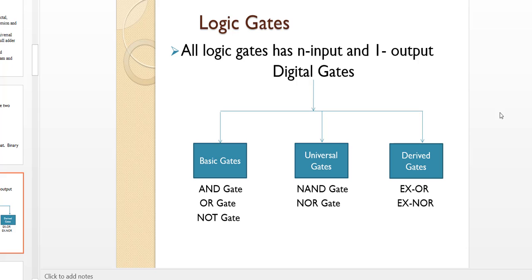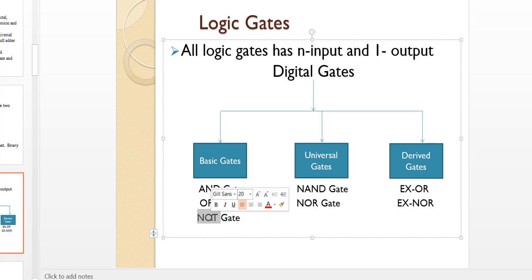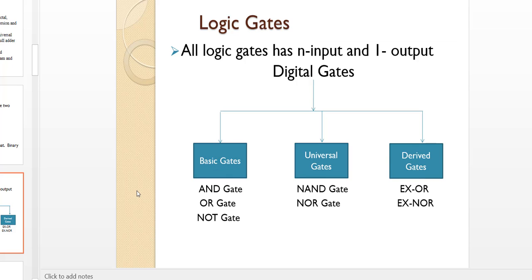Now, there are three types of digital gates. They are called basic gates, universal gates, and derived gates. You can see here: basic gates, universal gates, and derived gates. So what are the types of basic gates? We have AND gate, OR gate, and NOT gate. AND gate, OR gate, NOT gate are called basic gates. NAND and NOR are called universal gates. What are derived gates? XOR gate and XNOR gate.